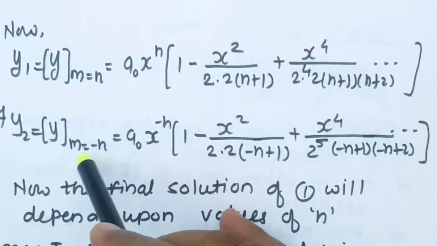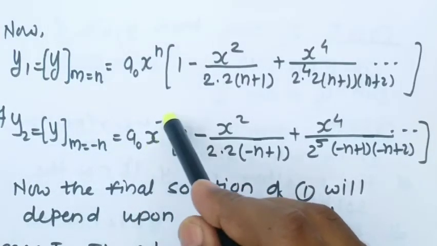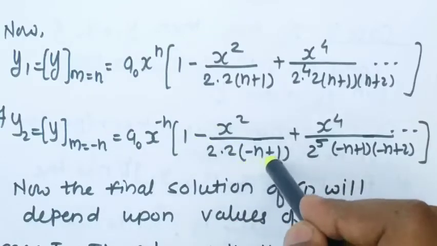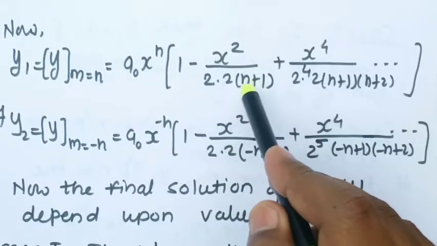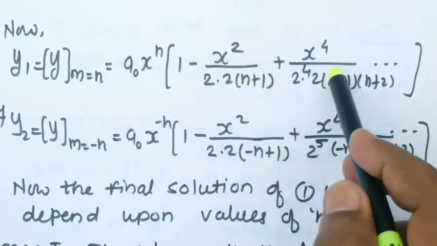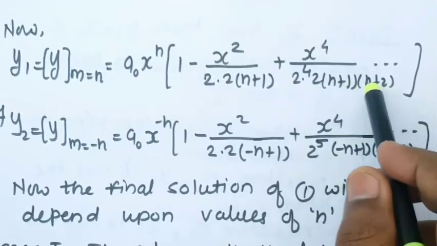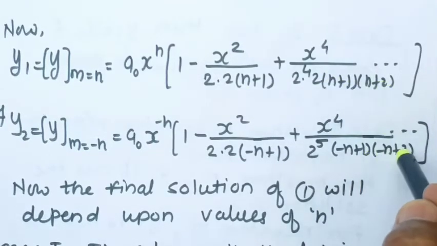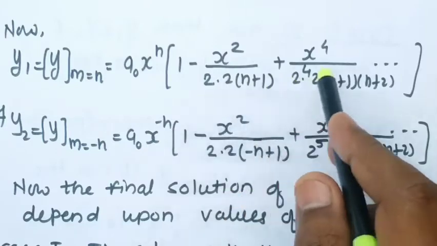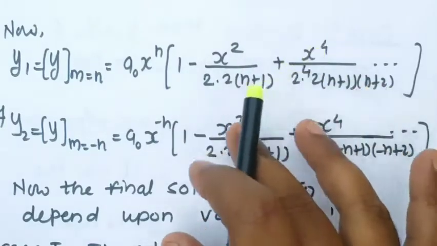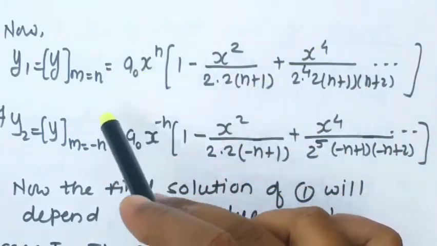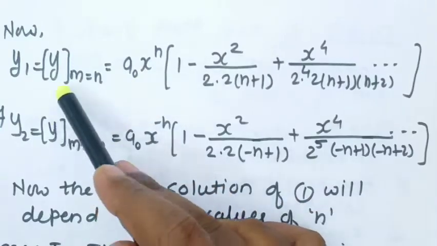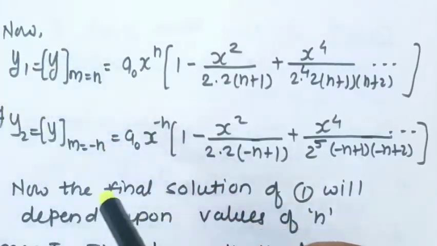And when you replace m by minus n, we'll get a0 into x raised to minus n into 1 minus, similarly, in place of this n plus 1 we'll have minus n plus 1, for n plus 2 we'll have minus n plus 2, and the coefficient will be similar. So these will be the values of y at m equal to n and y at minus n. We will denote them by y1 and y2.